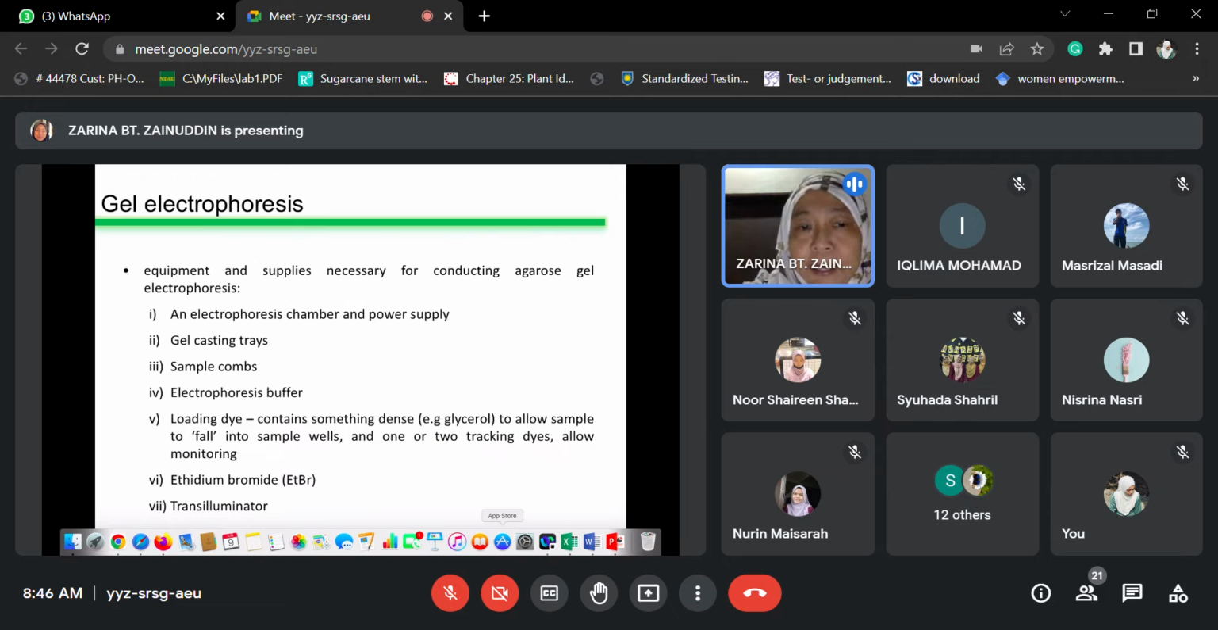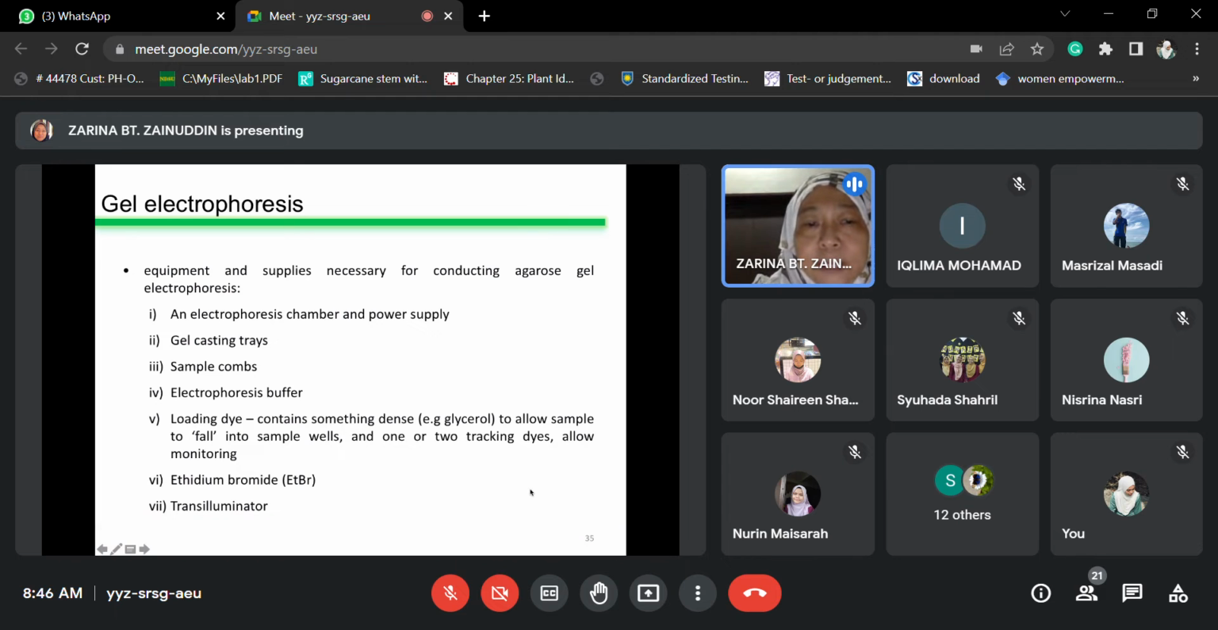So that the sample, for example if you want to check genomic DNA, your genomic DNA will be able to fall, like a weight, into the sample wells, and the tracking dyes allow monitoring. It can be either blue, like what we have in the lab, or orange, normally colored. Okay, and then we have to add ethidium bromide. I should say ethidium bromide is carcinogenic. So some labs now do not use ethidium bromide, because when you use it, all the equipment will become contaminated with ethidium bromide.